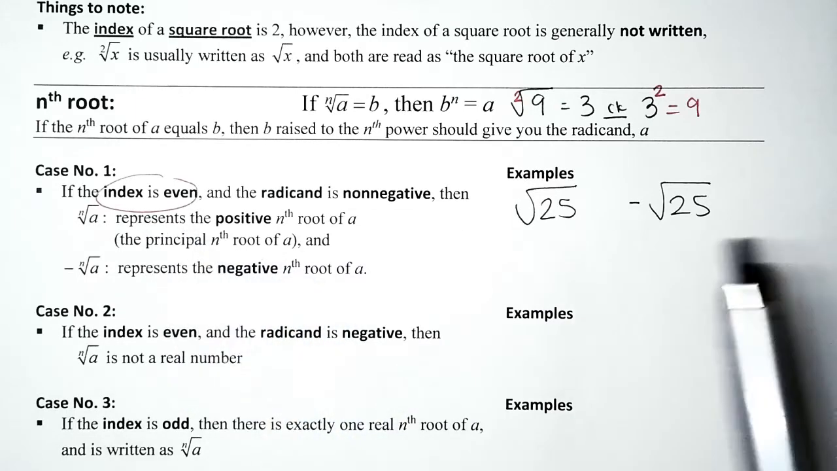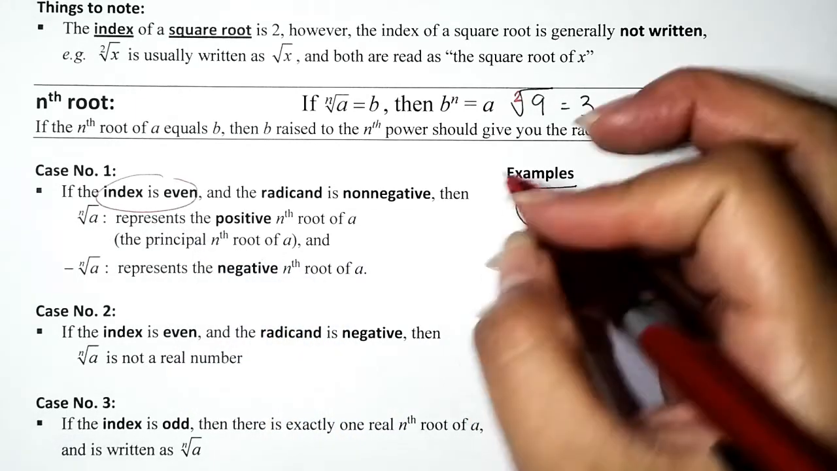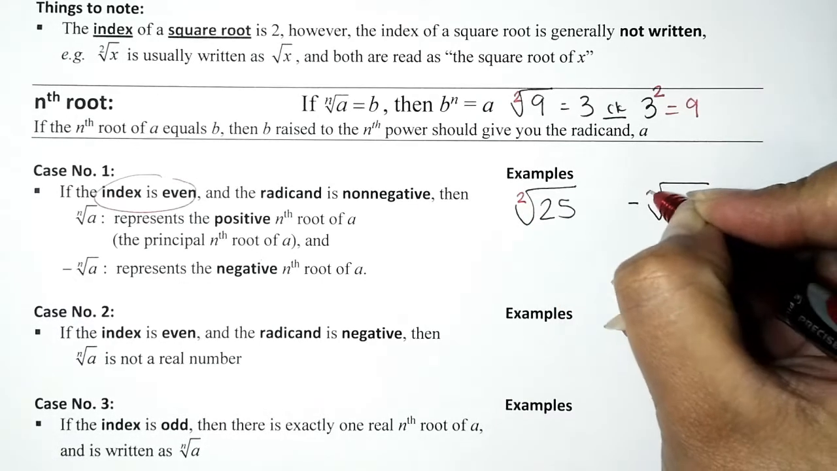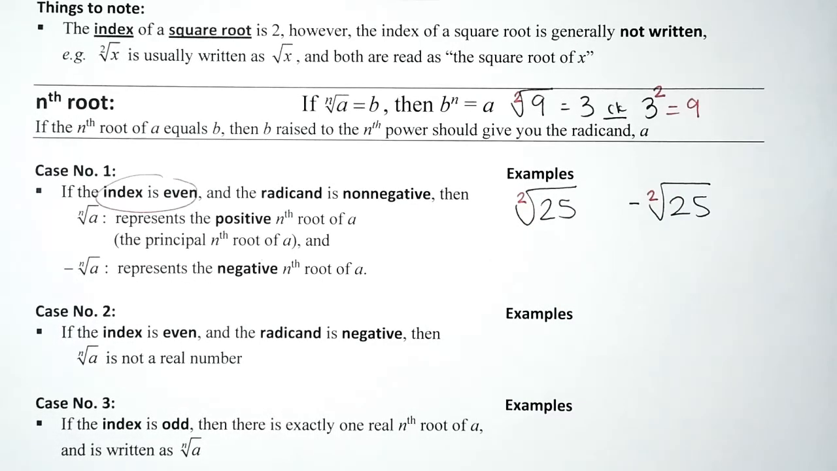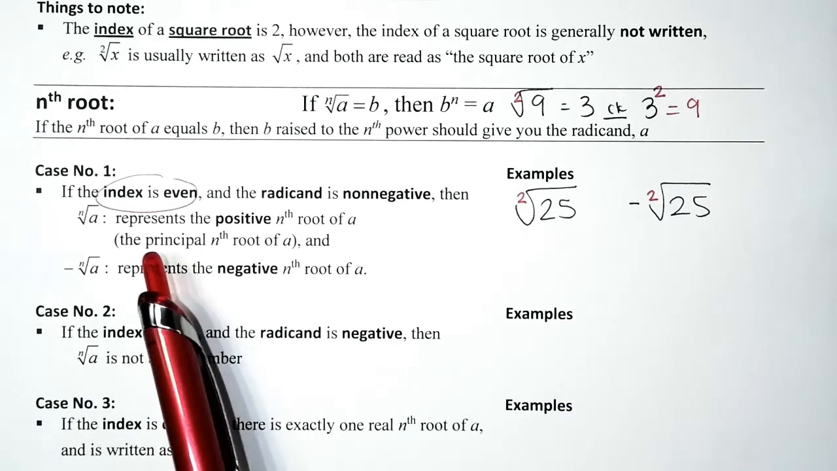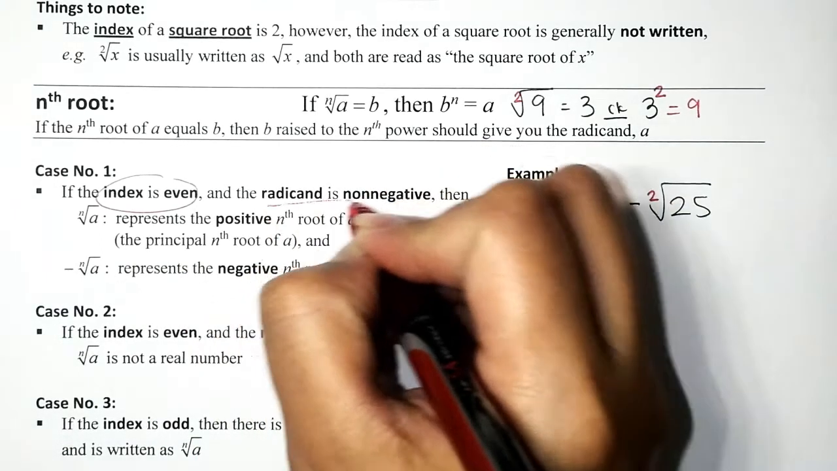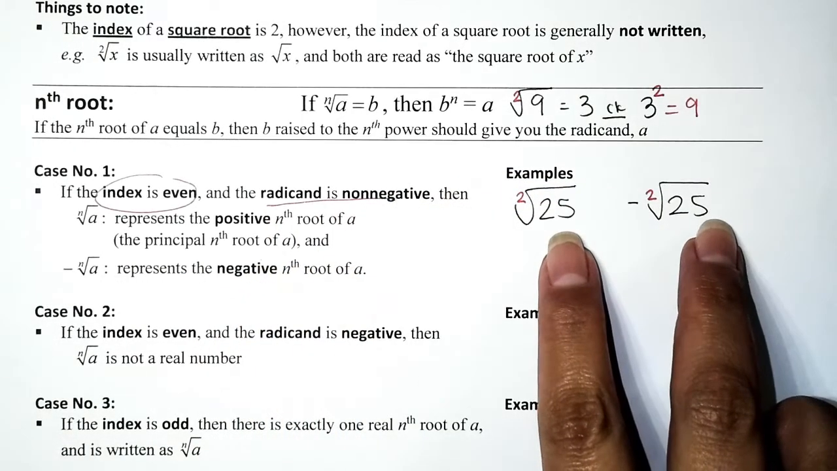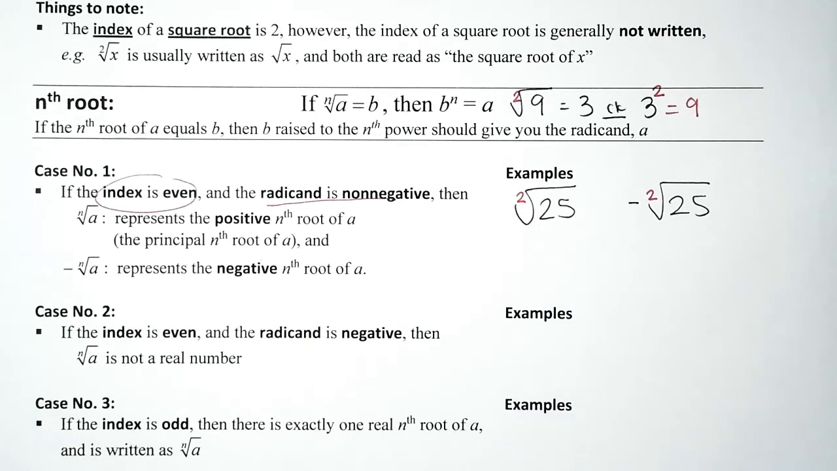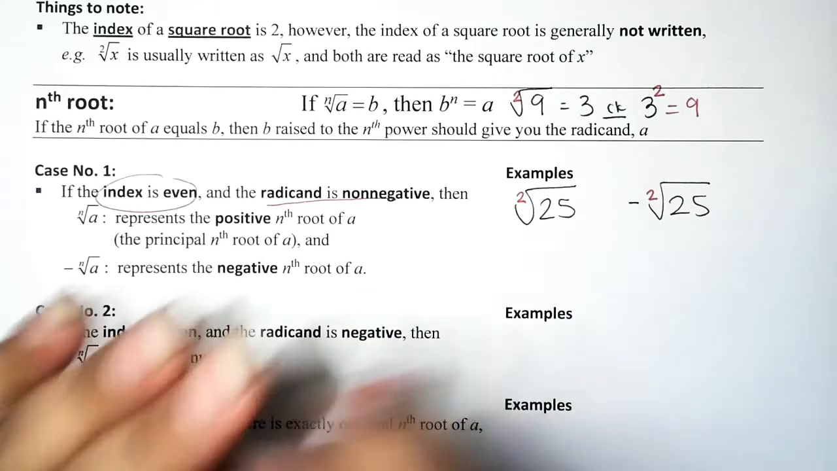The index is even, so we have square roots. If you want to highlight the index, go for it, but if you don't need it, then I don't need it. We have an even index. The radicand is not negative, so our 25s are not negative. I'm just going to simplify this and come back to the words. So, quick, what's the square root of 25? The square root of 25 is 5.